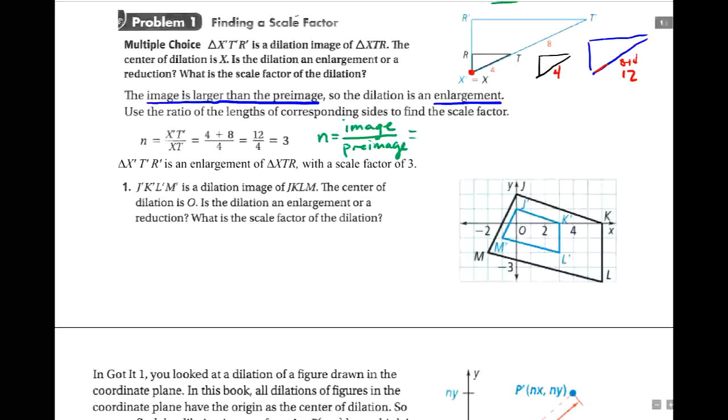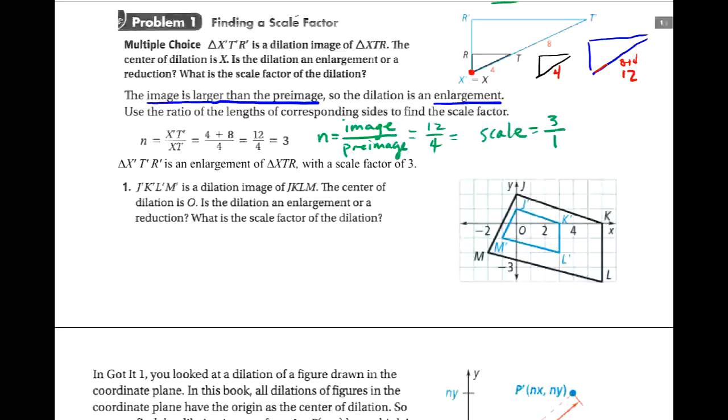So what is our image length? That is 12. What is our pre-image length? That is 4. So our scale is a 3-to-1 scale. It's an enlargement with a scale factor of 3-to-1. Scale factor of 3.